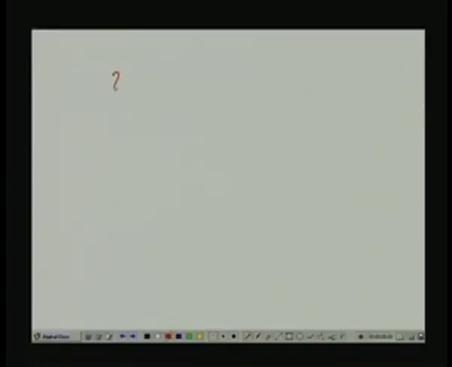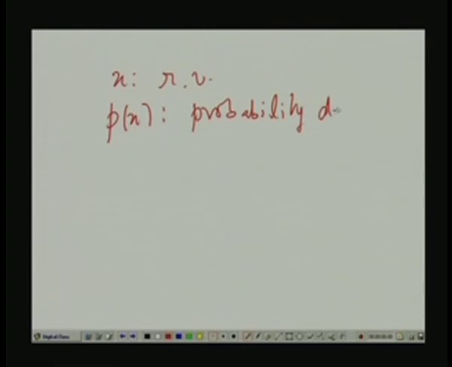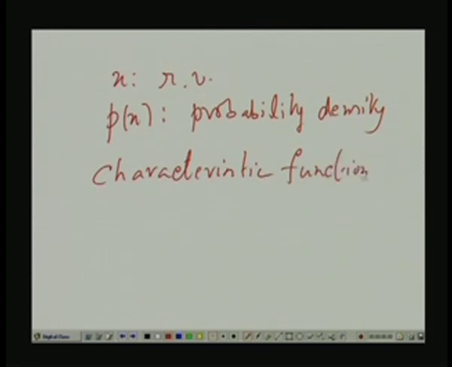So, given x, random variable, p x, probability density, then the characteristic function of x is denoted as phi omega.